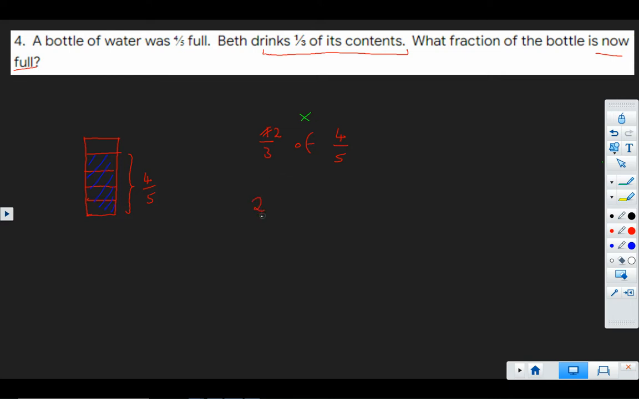So the multiplication that we have to do is 2/3 times 4/5. Now, multiplication is one of the easier bits of fractions arithmetic because we just multiply across. 2 times 4 is 8. 3 times 5 is 15. So what's left in the bottle now is 8/15. And the nugget to go and practice here is 4.23.